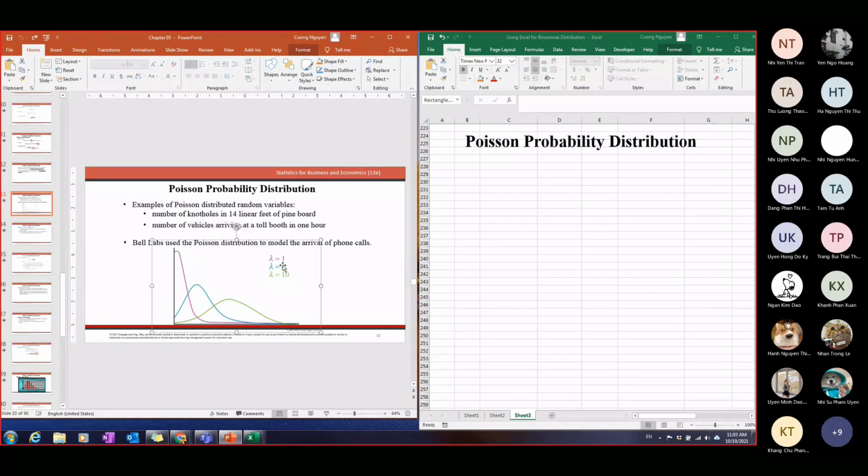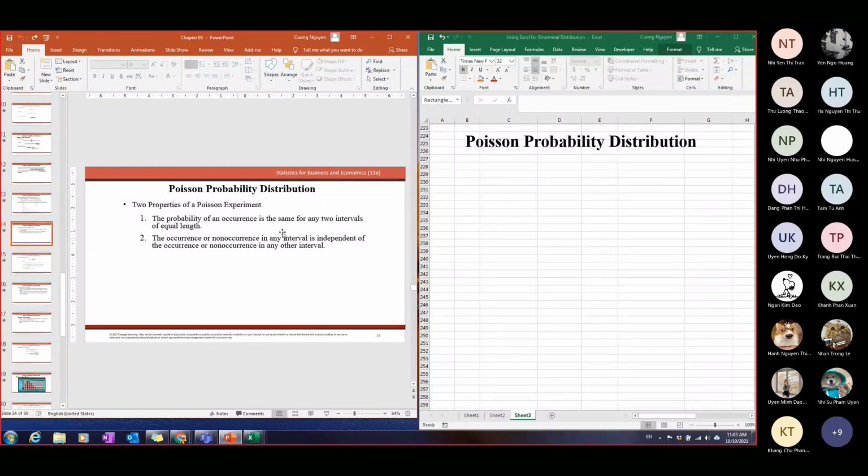But if it gets bigger and bigger, like lambda equals 4, 4 means on average in 1 hour, there will be 4 vehicles that pass through. Okay, so it looks like this one. It will be 10. It will look like this one. Okay. So that is what I say: the probability of occurrence is the same for 2 intervals of equal length, and the occurrence or non-occurrence will be the same. Okay.